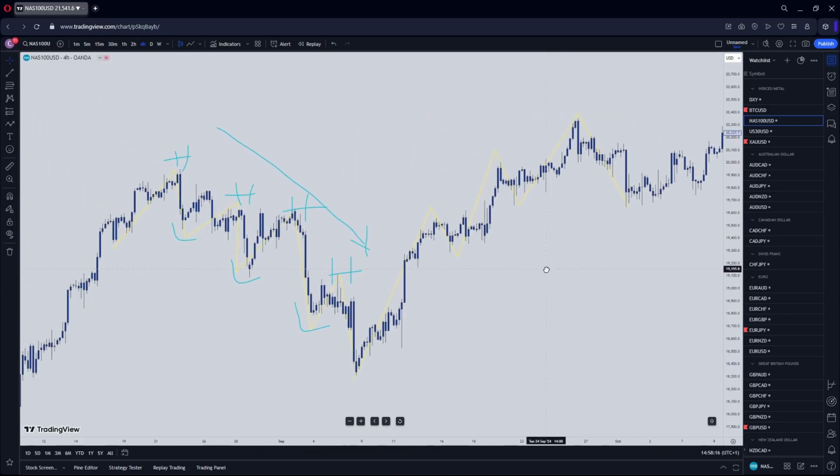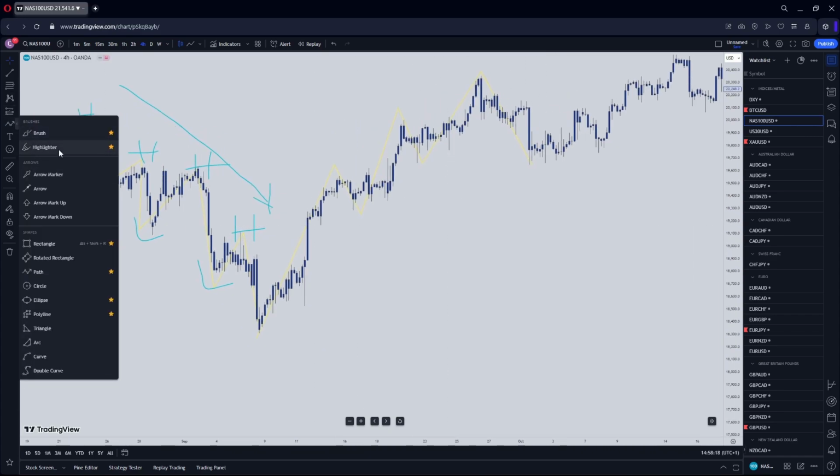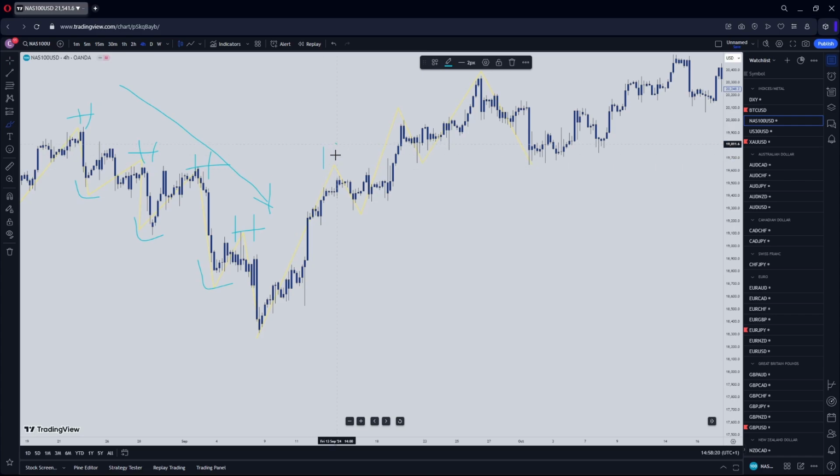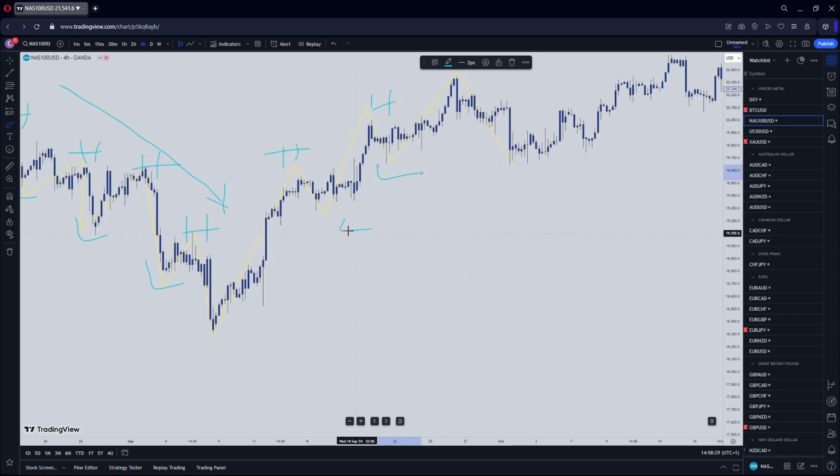Now, what can we say is happening here? Let's mark out the highs and the lows. This is the high because the highs are above. This is the low. The highs, the low. Interesting.